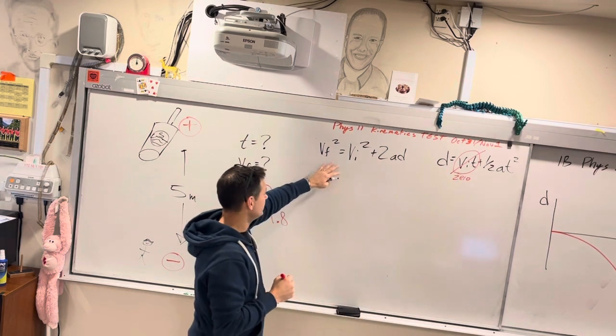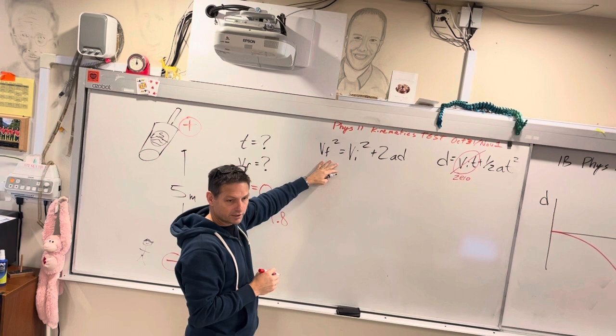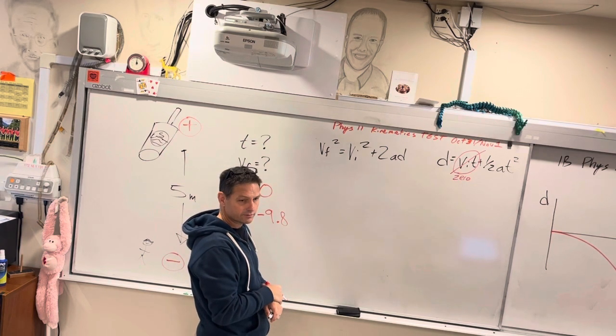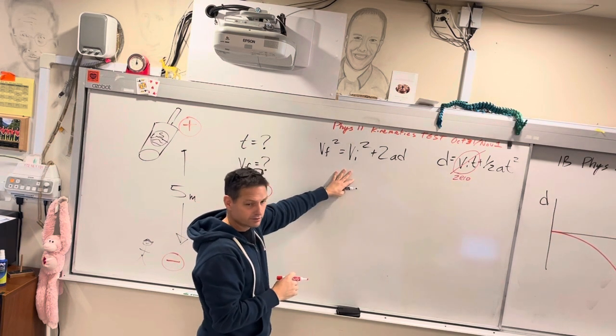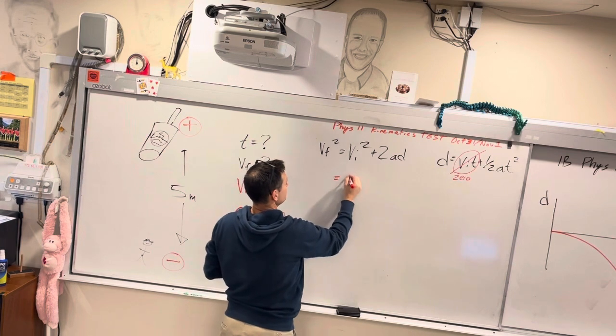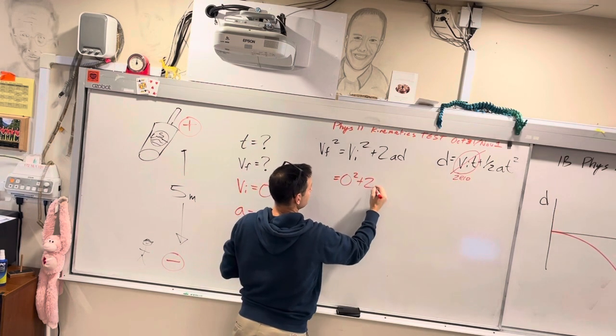And as Kit said, we can use this to find final velocity. Which one do you want to do first? You want to do this one first? Okay, let's do that one first. So we have 0 squared plus 2, actually, sorry.